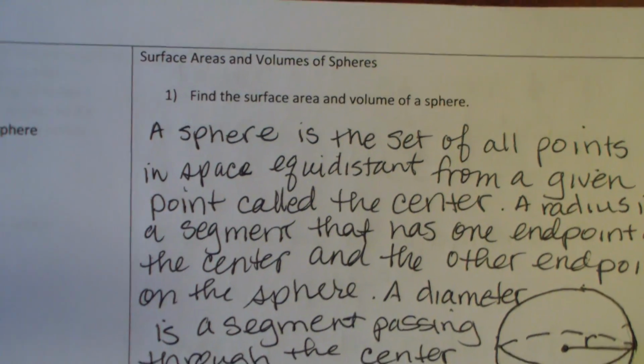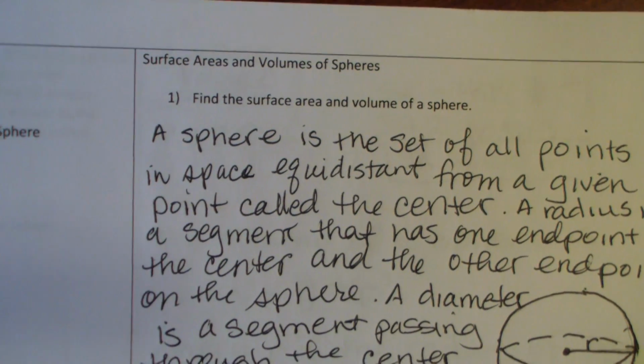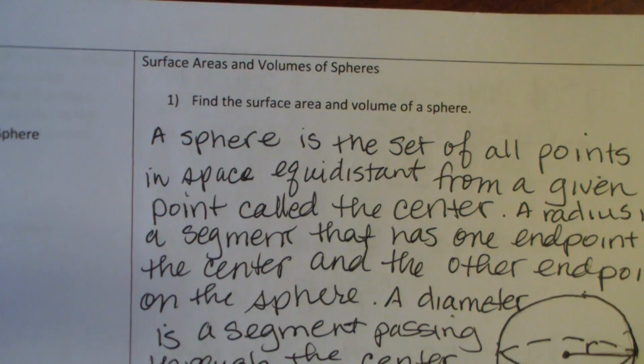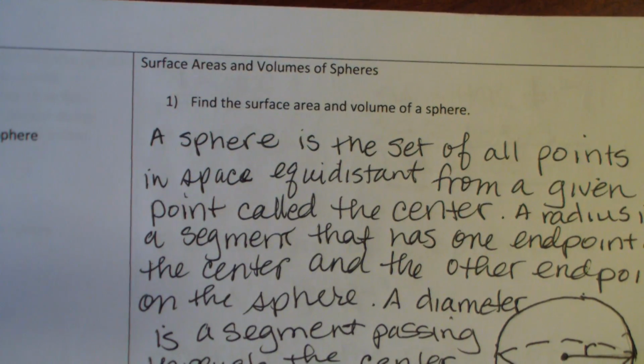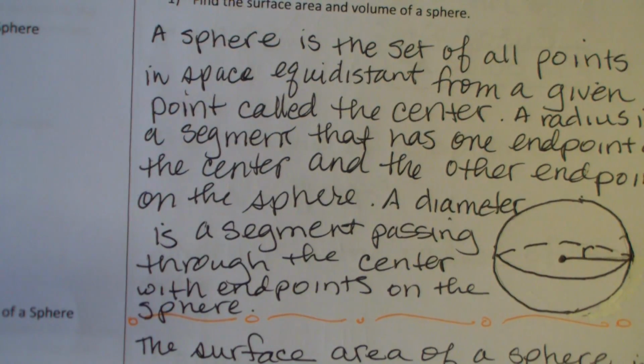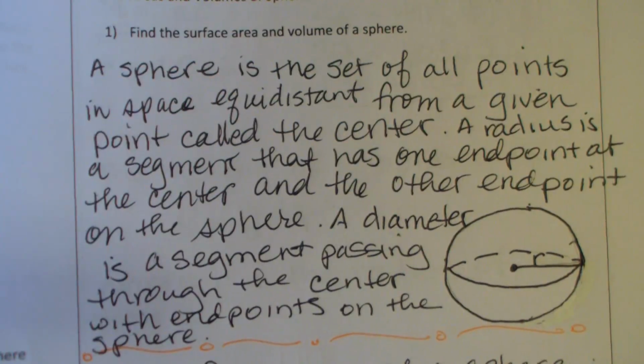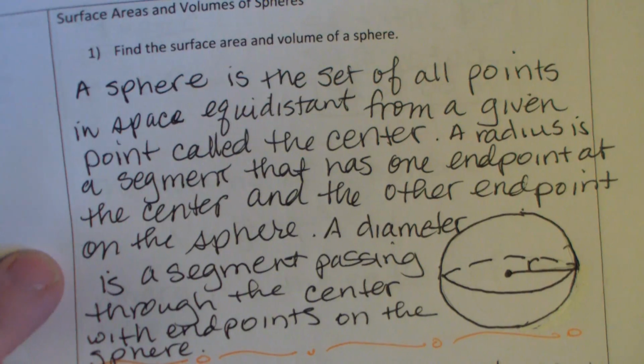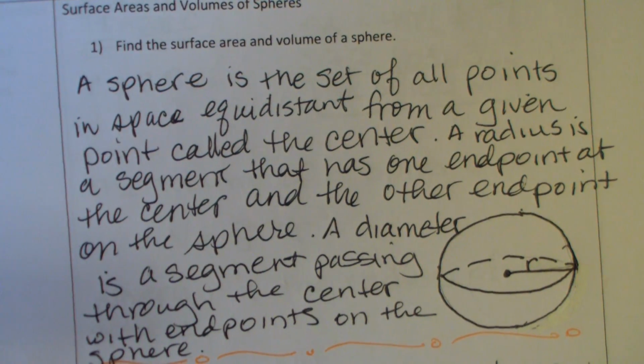Surface areas and volumes of spheres. Our objective: find the surface area and volume of a sphere. First, let's define what a sphere is. A sphere is the set of all points in space equidistant from a given point called the center.